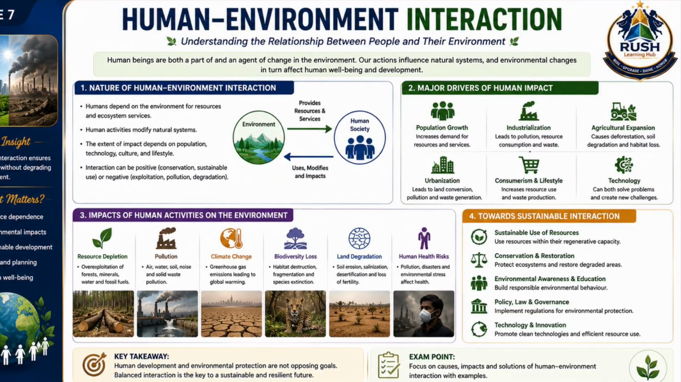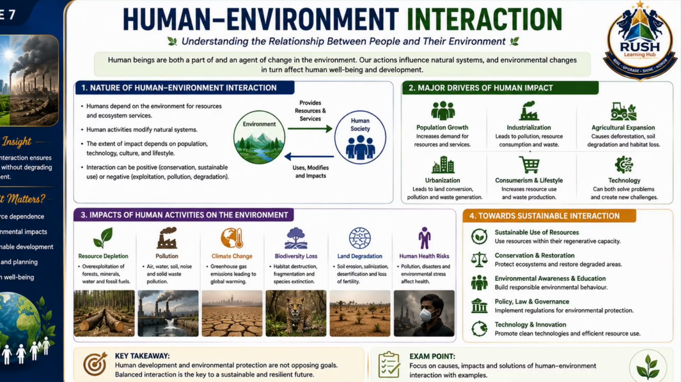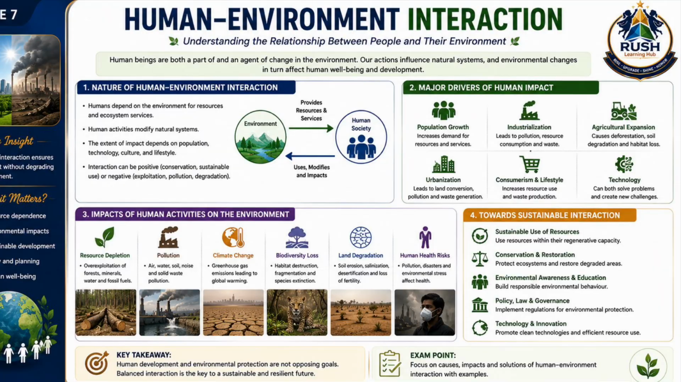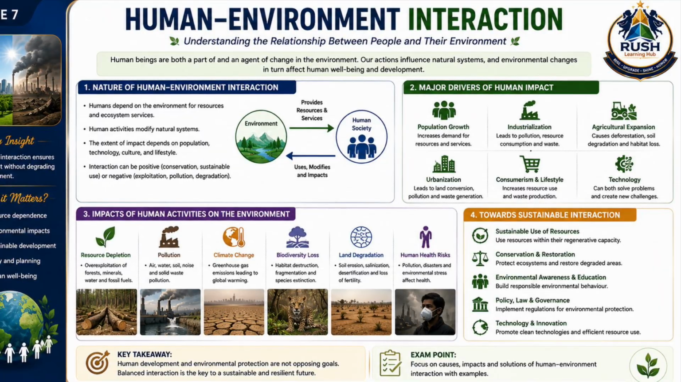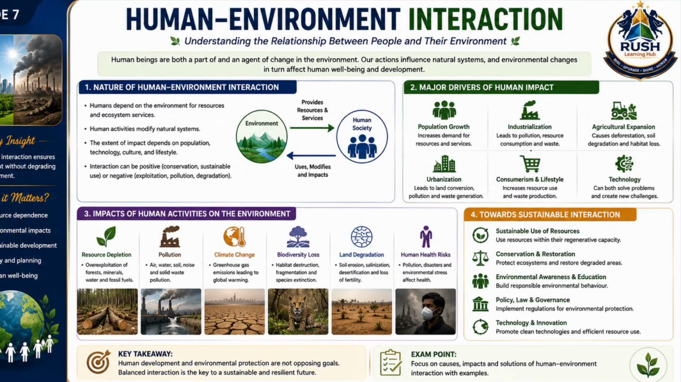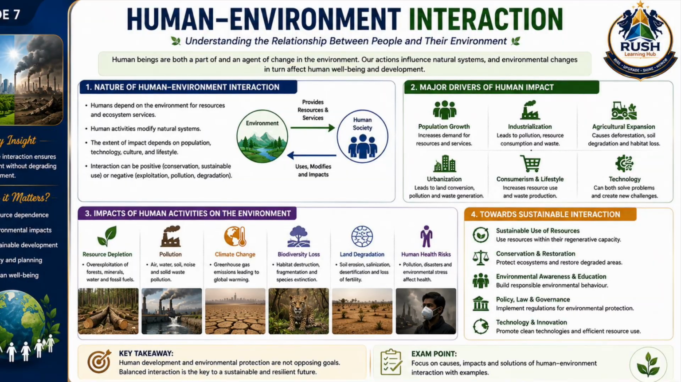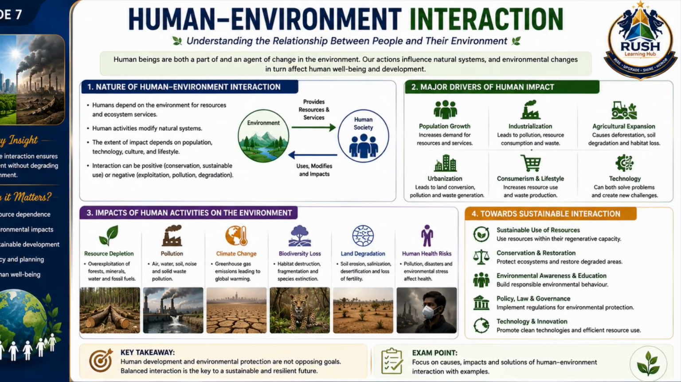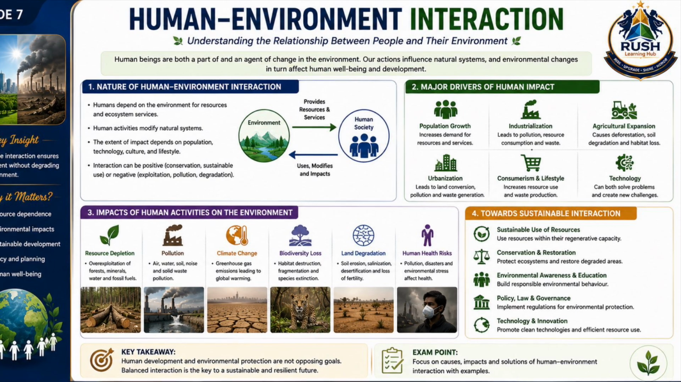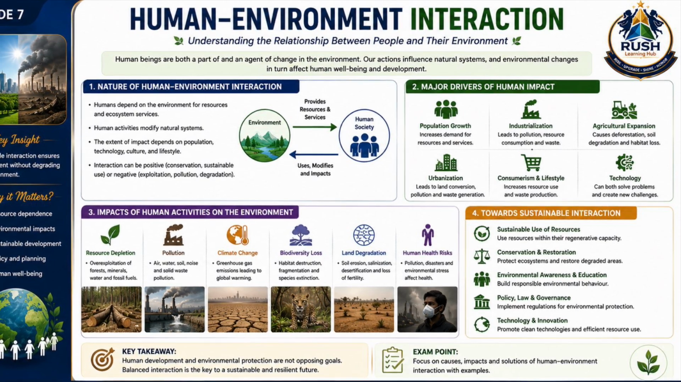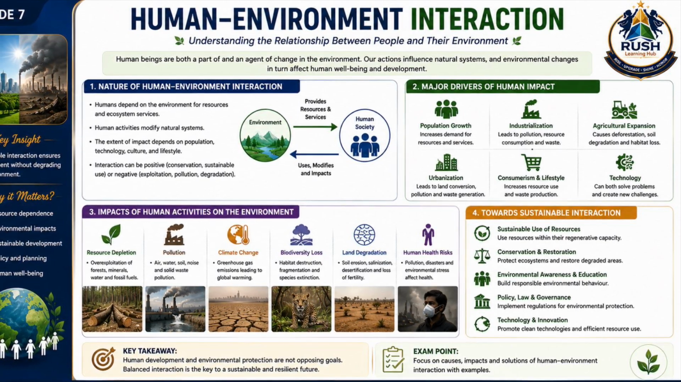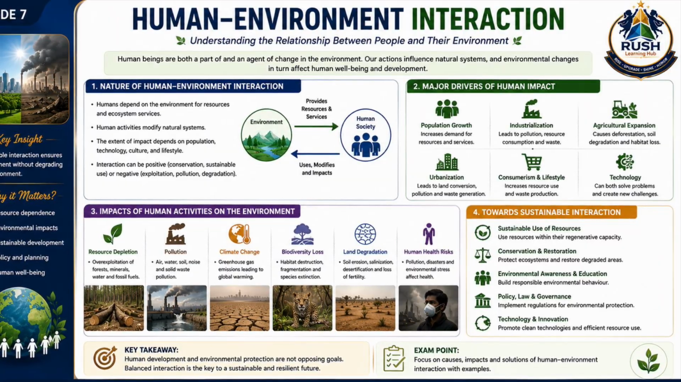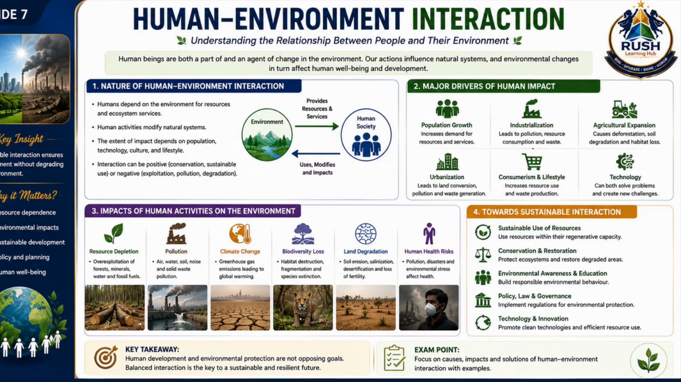Humans depend on the environment, while environmental quality directly influences human health, economy, and well-being. Let us first understand the nature of human-environment interaction. The environment provides resources and ecosystem services necessary for life. These include food production, freshwater supply, climate regulation, nutrient cycling, soil formation, pollination, and waste assimilation.